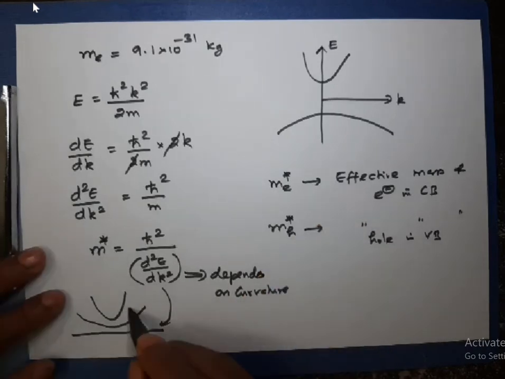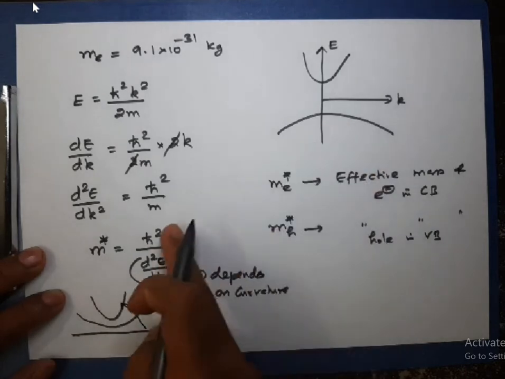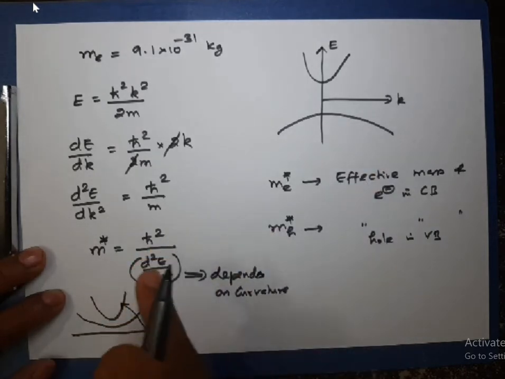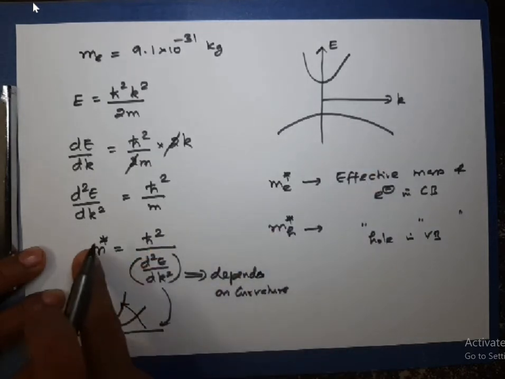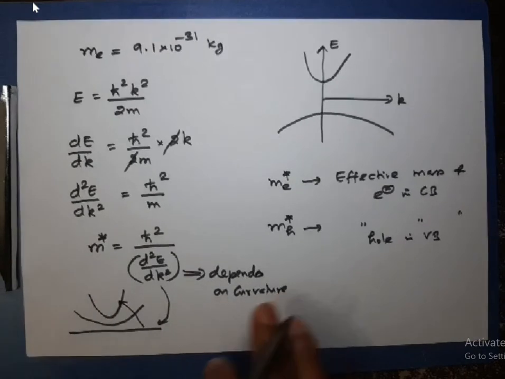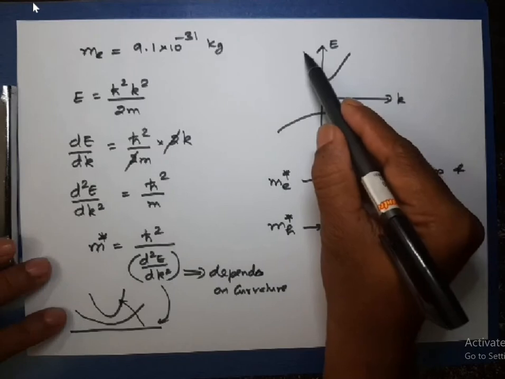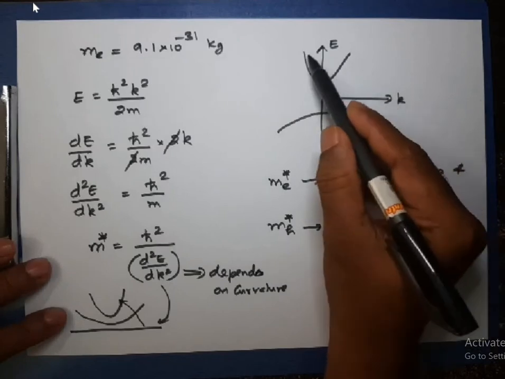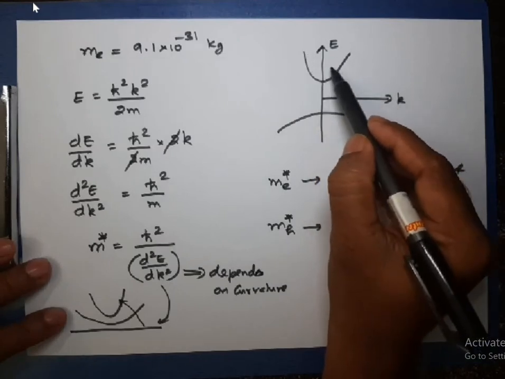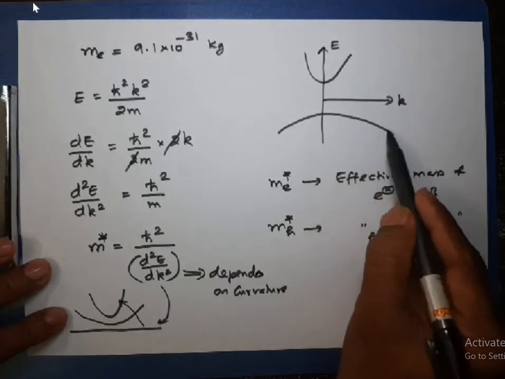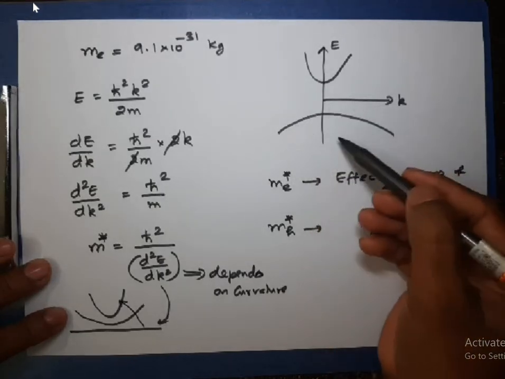See here, curvature increases, right? As the curvature increases, the second derivative value will increase. If the second derivative value increases, what will happen? The effective mass will decrease. Therefore, here we have large curvature, so effective mass is less. Here the curvature is small, so effective mass is large.